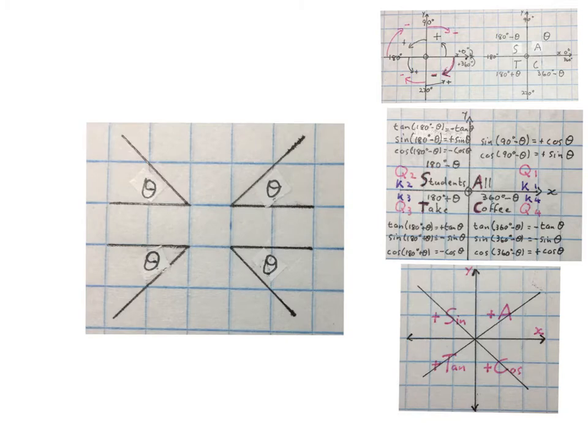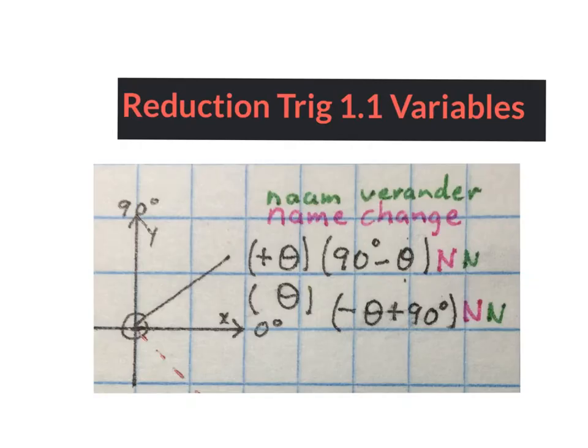For the purpose of this video, I want you to think that the theta you see every time is an acute angle. I'm using theta all the time, but you could have used beta, alpha, or any letter of the alphabet to replace the size of that angle. In the video Reduction Trig 1.1 Variables, I went to a great extent explaining what I'm going to do now, so I'm just going to quickly summarize this again.